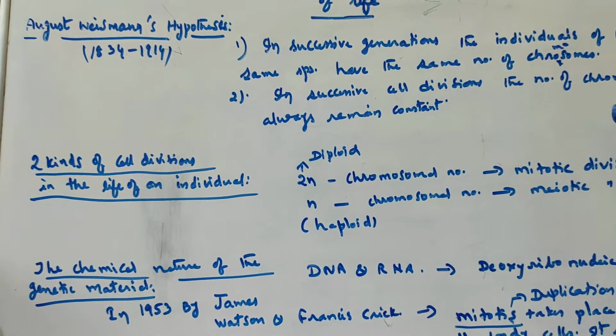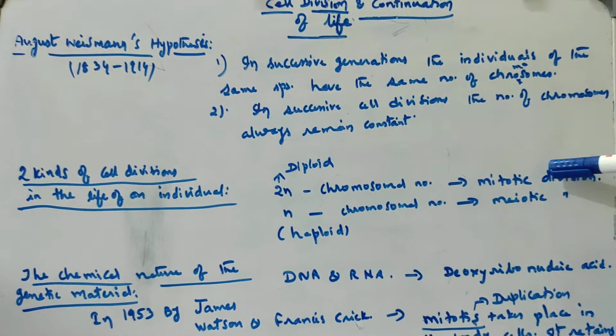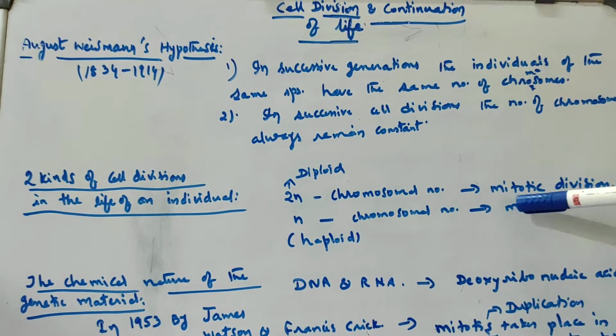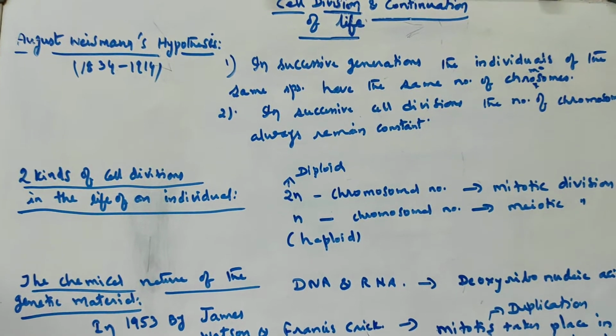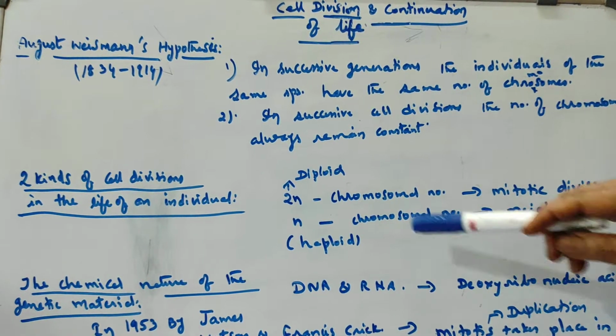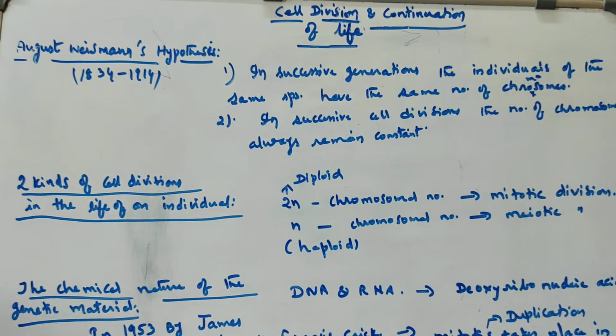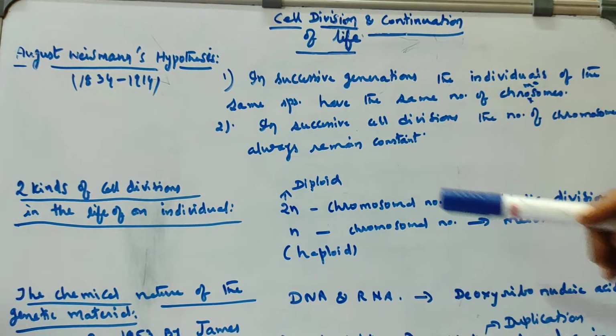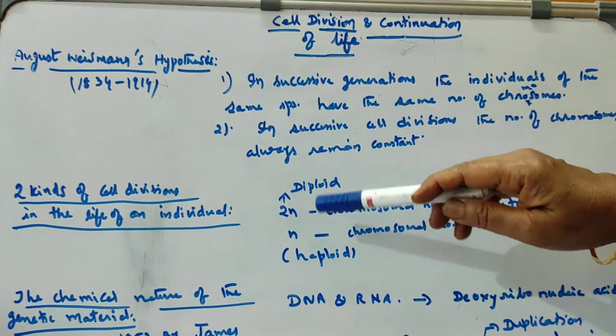One is the mitotic and the other one is meiotic. Mitotic cell division we can see in the body cells, that is somatic cells, and meiotic division in the germ cells, the sex cells. Here in mitotic cell division, 2n, that is diploid number of chromosomes, we can see, and in meiotic division, that is reduction division, we can see the haploid number of chromosomes, that is single n.